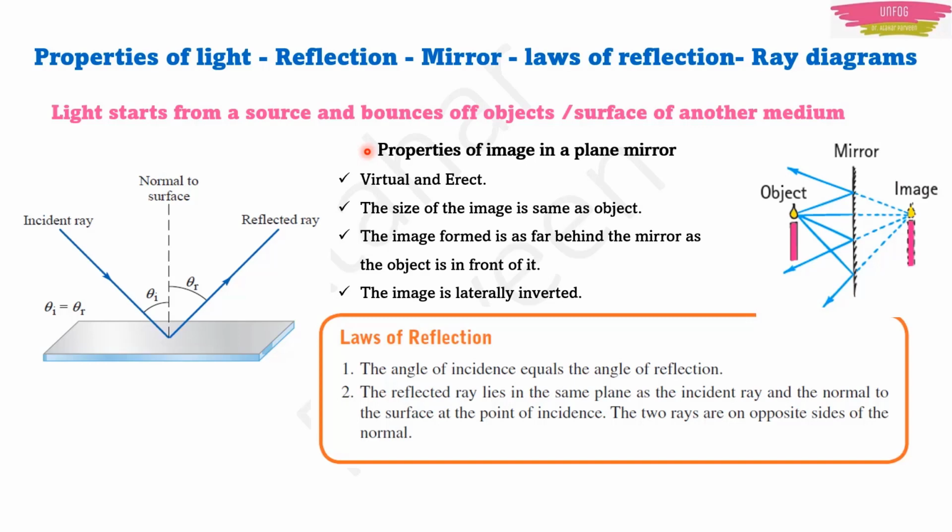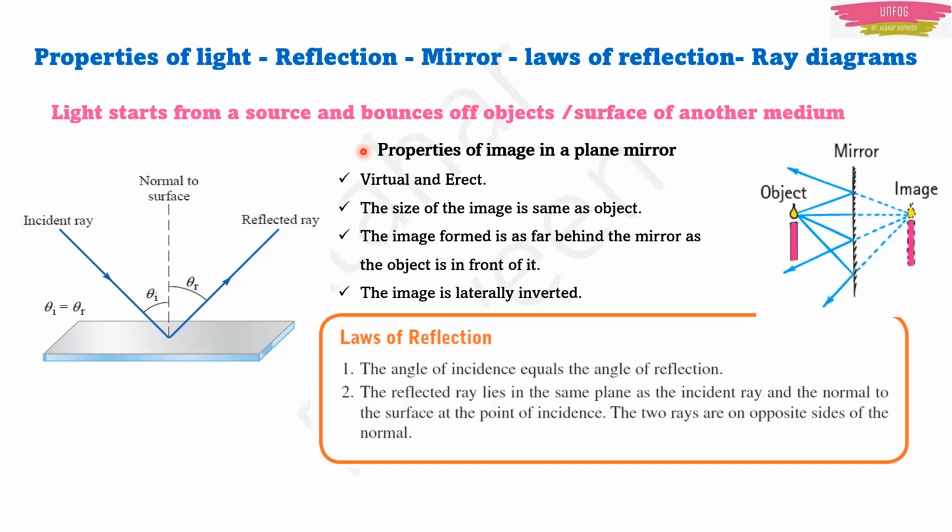See, now because I am giving an introduction about this chapter, I am going in detail. Further I will assume that you know all these things. So that's why please watch it carefully. Okay. So when we are talking about the properties of image in a plane mirror, we are telling about these four properties. What are these four properties of the image formed?